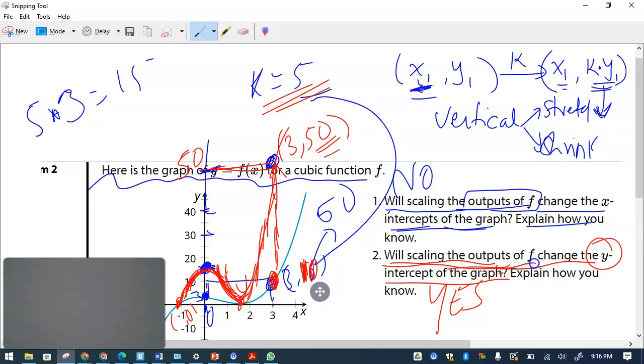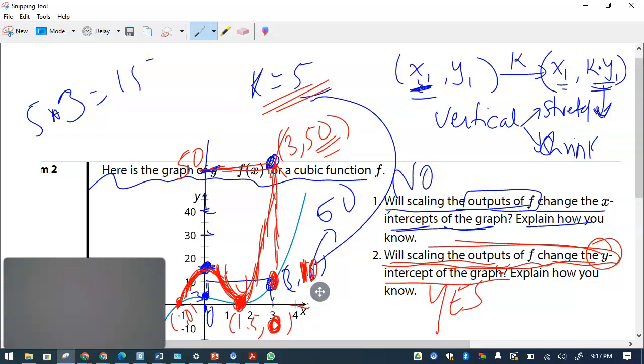Will scaling the outputs of f change the x-intercept of the graph? The x-intercept basically, because they are on the point, will not change. Let's say this point is 1.5 comma 0. So when you multiply by the scale factor, the 0 will remain in the same place. Anything multiplied by 0 is 0.